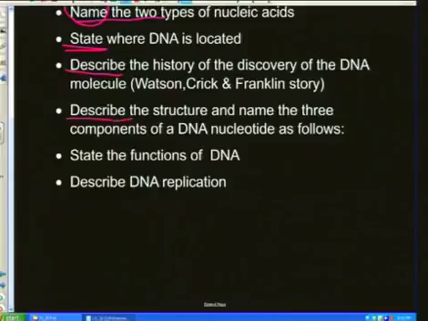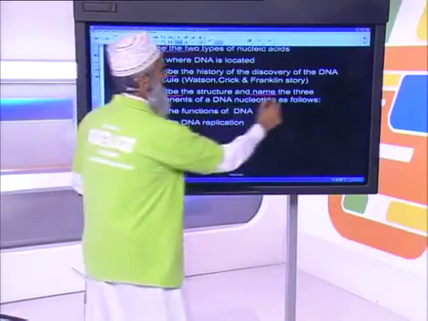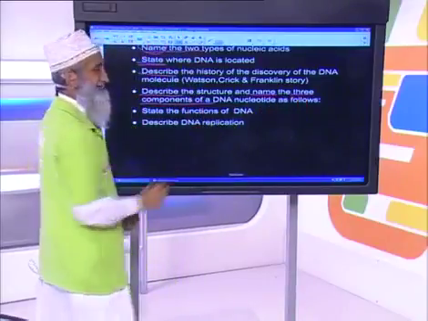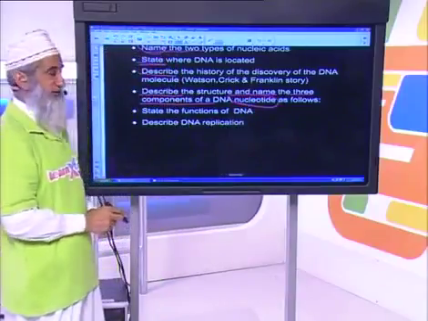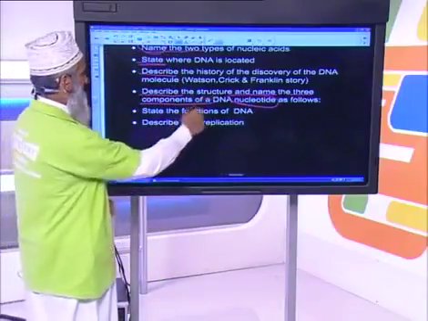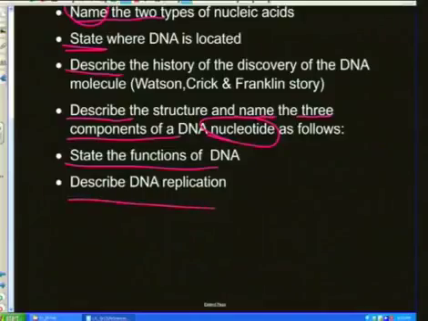Again, describe the structure and name. Look at that now. In the one sentence, you're getting two action verbs. Describe the structure. In other words, you're going to tell us what the structure is, and name the three components of a DNA nucleotide. A big word there as well. We'll talk about that a little bit later. As follows. State the functions of DNA and describe DNA replication.